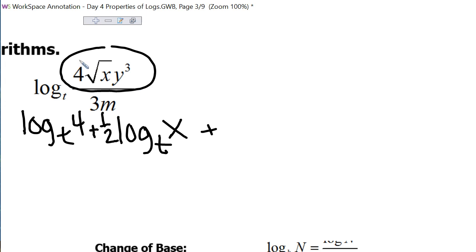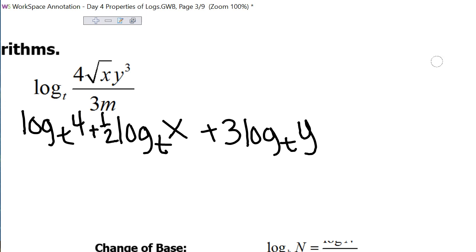Plus, and that last one, instead of writing log base t of y cubed, what should that be? 3 log base t of y. So all of that for the numerator. Make sure the powers go out front as the coefficient. Now, we need to take care of the denominator. So for the denominator, if I'm dividing, what do I need to change to? Subtracting. And how many logs need to be subtracted here? Two. So, since I have more than one, I'm going to group these bottom two in parentheses, so the denominator stays together.